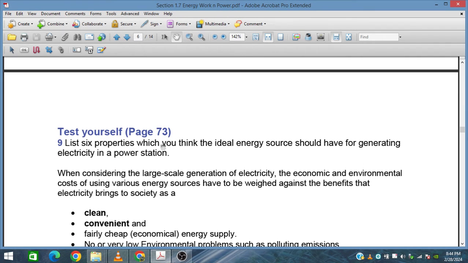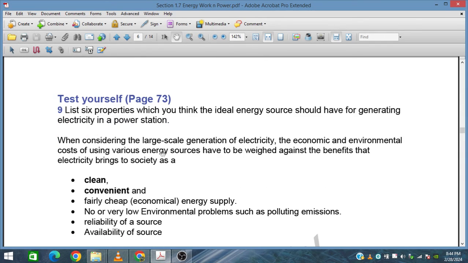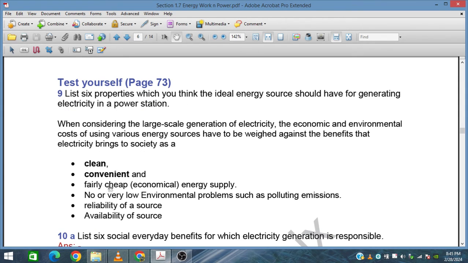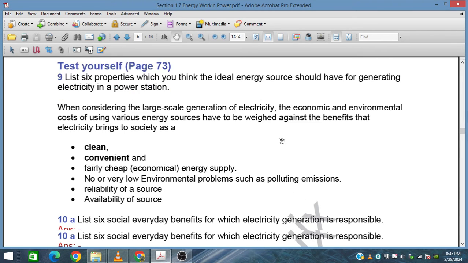Test Yourself, based on page 73. List 6 properties which you think the ideal energy source should have for generating electricity in a power station. Every large-scale electricity generation should have a clean, convenient, fairly cheap or economical supply, low environmental impact, low pollution emission, high reliability and high availability. So these are the 6 factors that are very important for any ideal energy source.